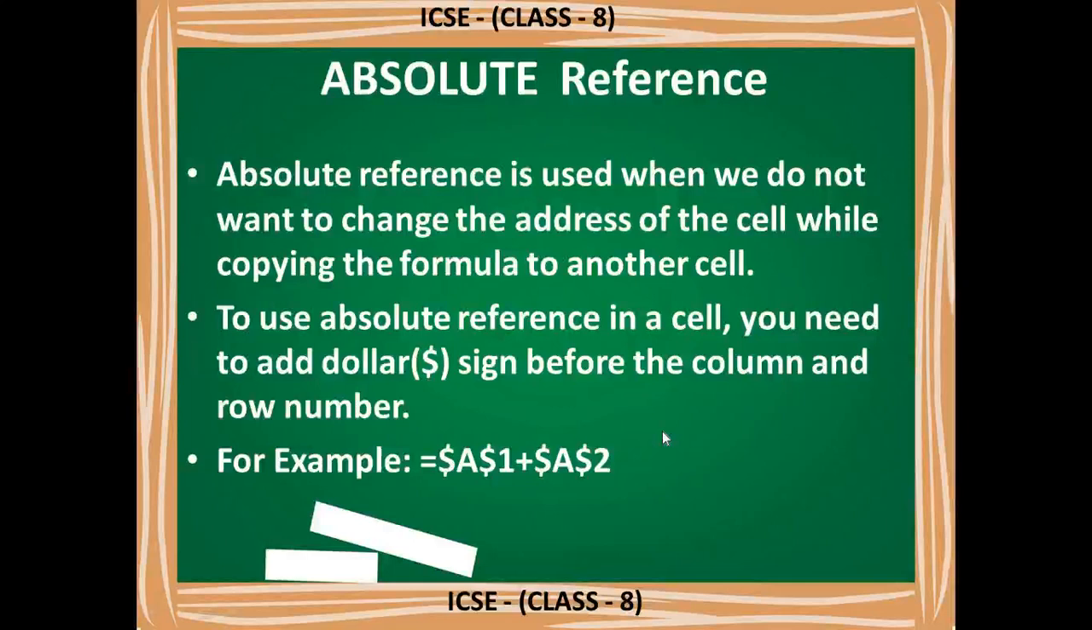For example, A1. Before the column name you have to mention the $ sign, and before the row number also you have to mention the $ sign. See here, A is the column name, 1 is the row number. So before that column name and row number, you have to put the $ sign: $A$1. It means that if you copy this formula, it is not going to have any effect. Let us see in a practical session.